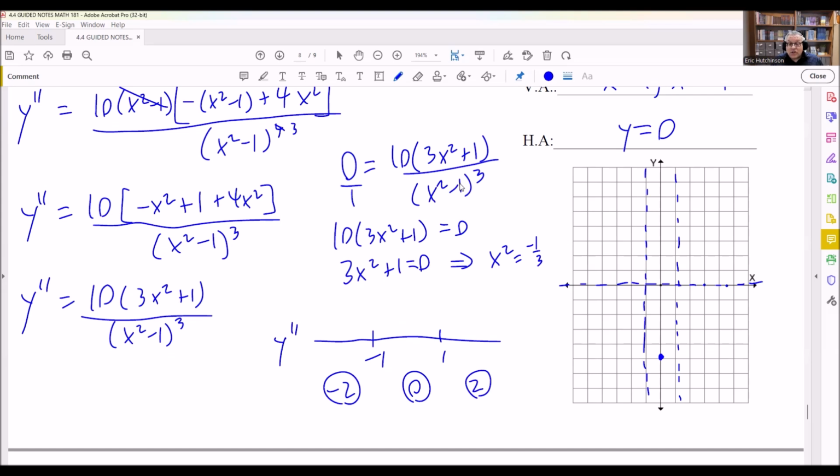On the top is actually always going to be positive because 3x squared is positive. We're adding a positive to it. 10 is positive, so always positive on the top. We only are concerned about the bottom one here.